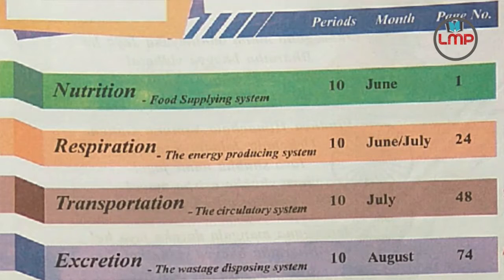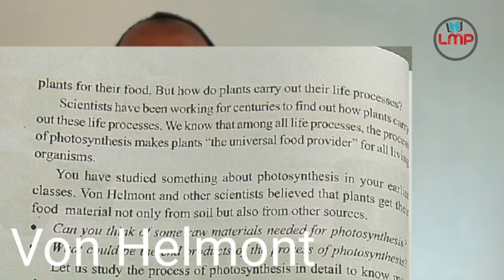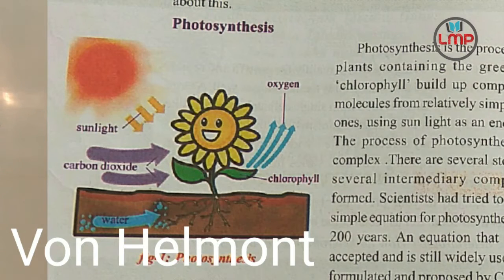In this session I am going to give you an idea of scientists and their contribution, chapter wise. First lesson, nutrition. The first scientist is Van Helmont. Van Helmont and other scientists believed that plants get food material not only from the soil but also from another source.